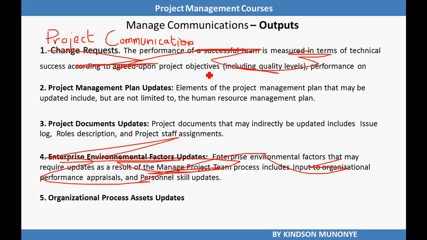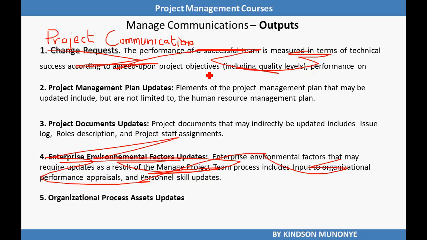Alright, so this is it: project communications, project management plan updates, project document updates, and of course organizational process assets updates. Now the question is, what is project communications? Project communications include performance reports, deliverable status, project schedule progress, and cost incurred. Project communications can vary significantly and are influenced by factors such as urgency and impact of the message, its method of delivery, and level of confidentiality.